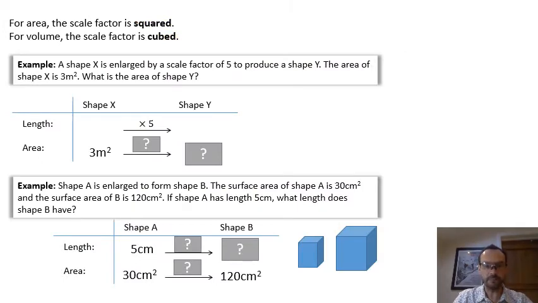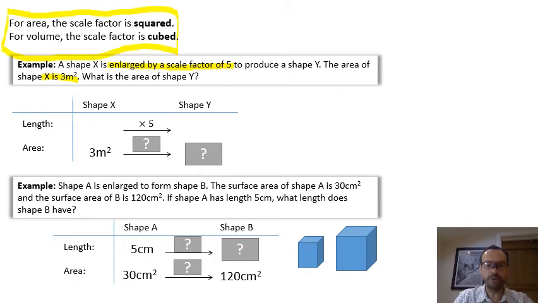So again, I'm just going to turn the highlighter off so I can do the animation. So same information at the top of the page. If we know for area, the scale factor is squared, for volume, the scale factor for length is cubed. So for example, if we know a shape is enlarged by a scale factor of 5, if all the lengths are multiplied by 5, and we know the original area, can we find the area of the second shape?